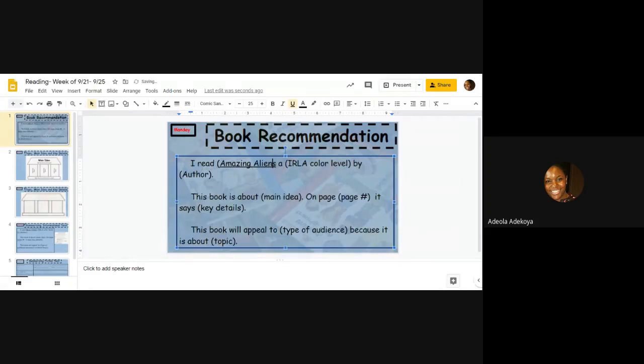Now for this book recommendation, right here is a frame that you can use to guide you when you're writing your book recommendation, especially after reading your nonfiction text. You can use this or you can write it your own way. Just make sure that you include the important information that have been put in parentheses. So the title of the book, the color level, the author, the main idea, the key details, and then a recommendation as well. All right, so I read Amazing Aliens, that was an orange level book.